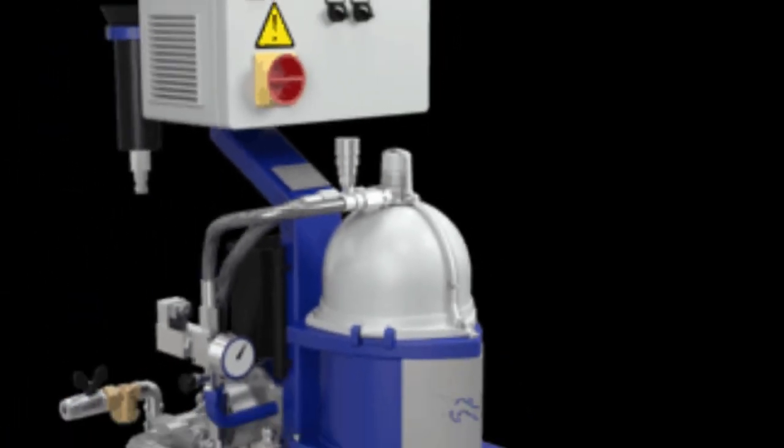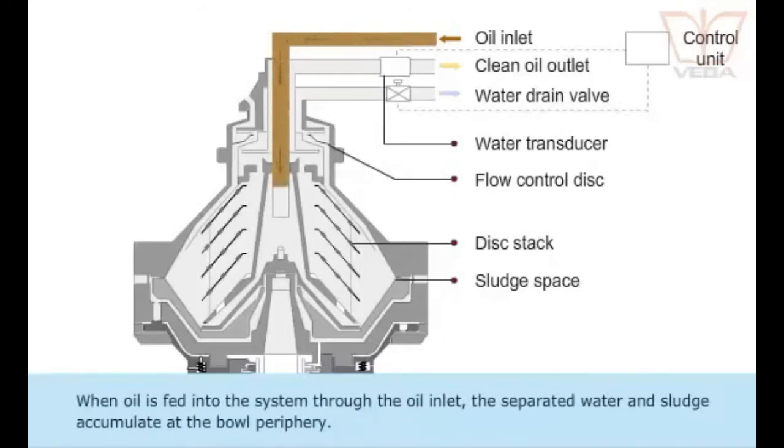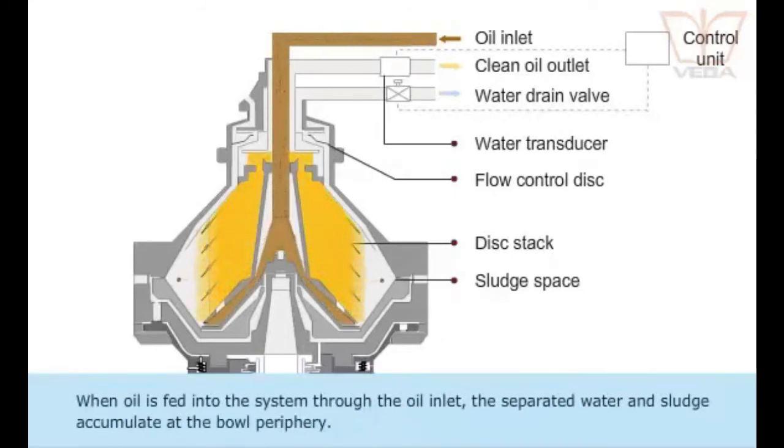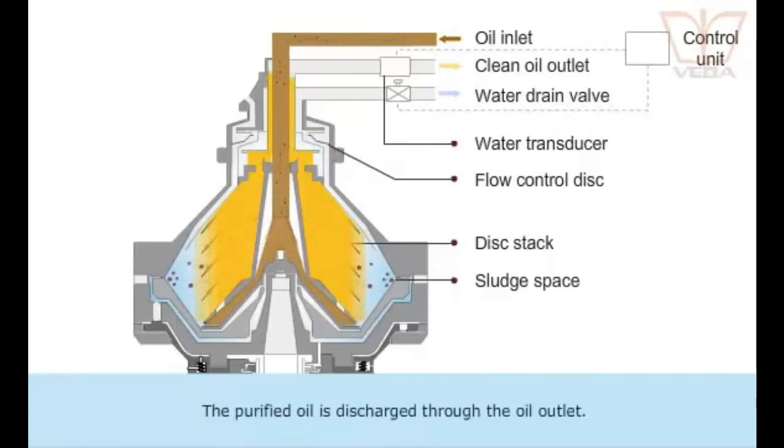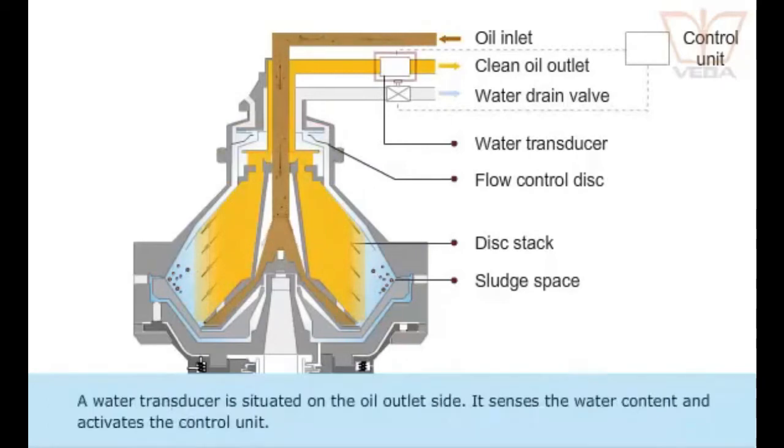Working principle of all cap separator. Oil is fed into the system through the oil inlet. The separated water and sludge accumulates at the bowl periphery. The purified oil is discharged through the oil outlet. It operates similar to a clarifier. A transducer is situated on the oil outlet side. It senses the water content and activates the control unit.